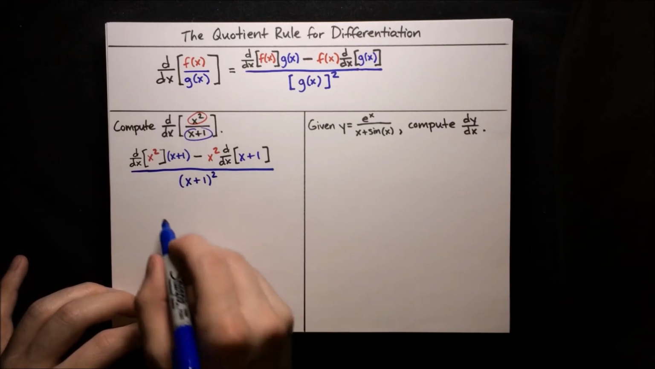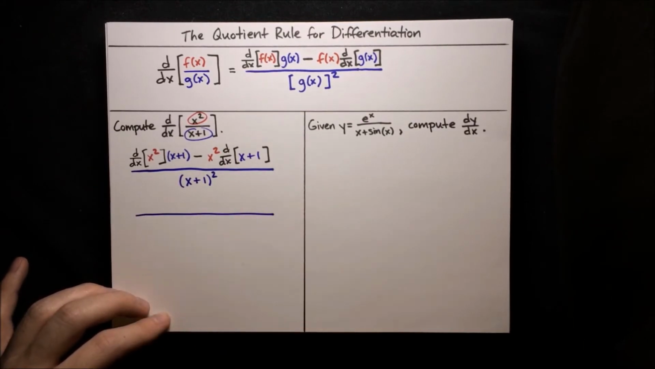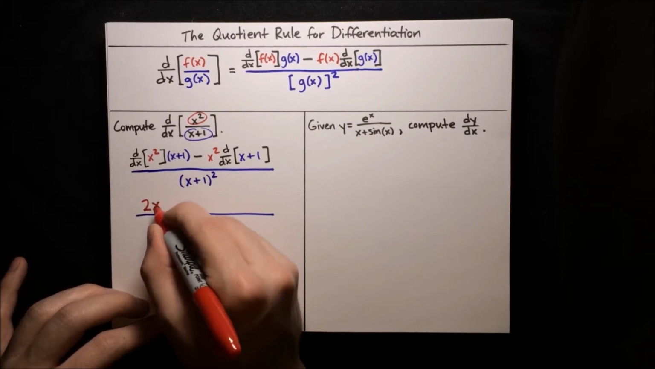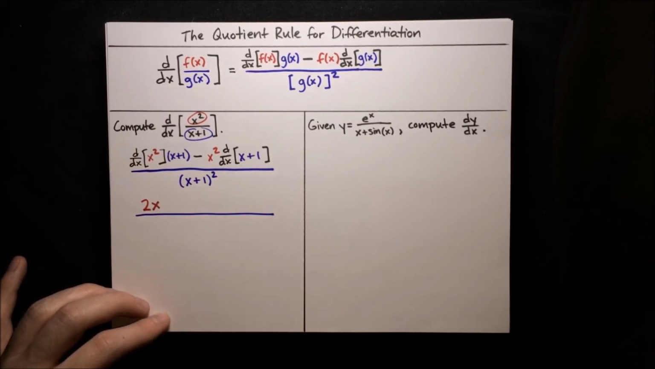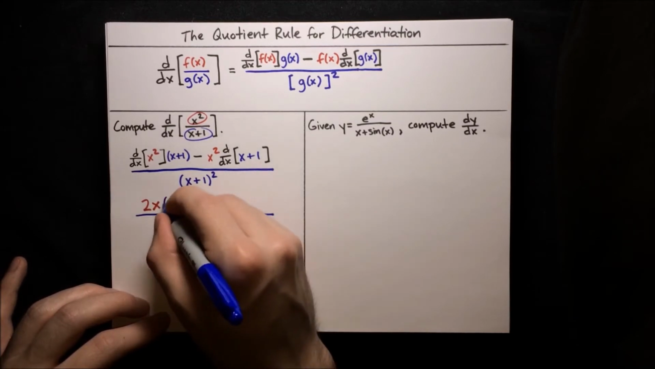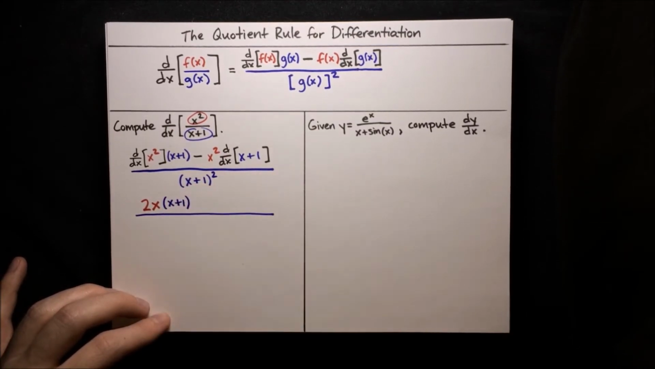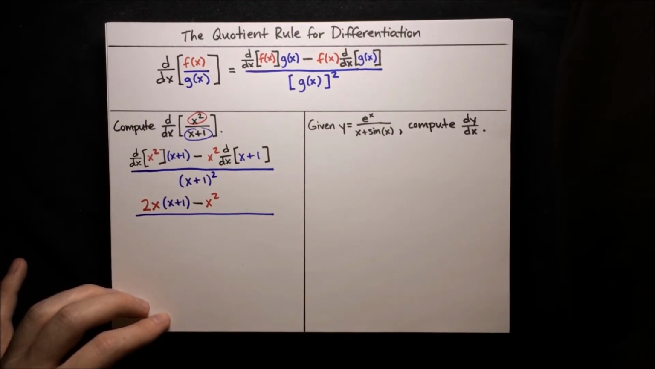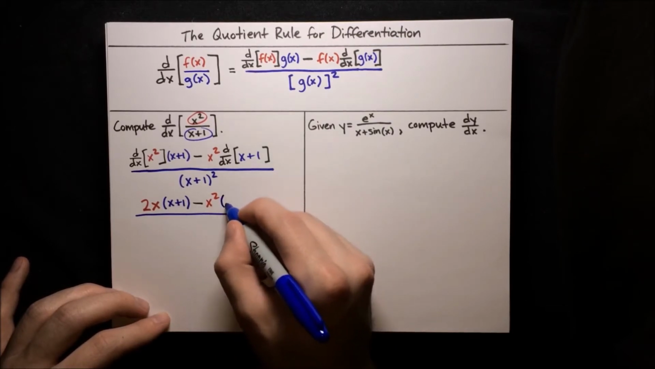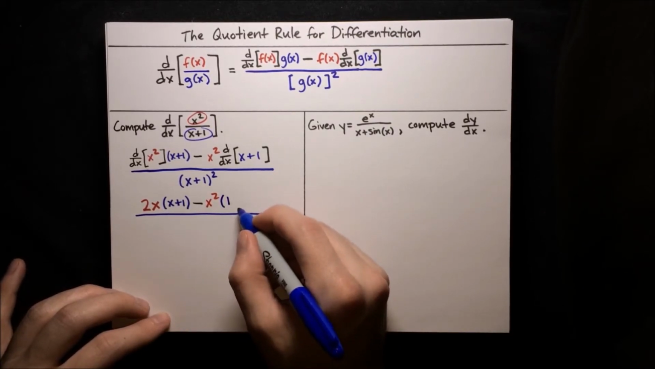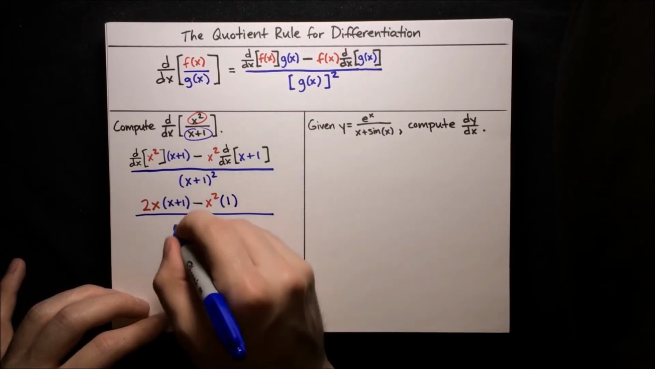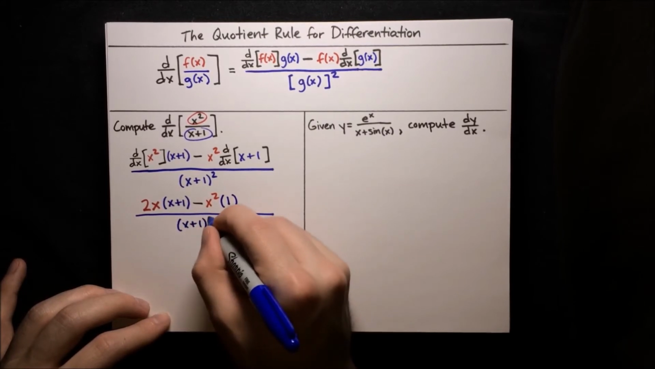Alright, so let's go ahead and compute this. Derivative of x squared, just bring down the exponent 2, so 2 times x, decrease the exponent by 1, so x to the first, that's just x. That's being multiplied by x plus 1. And then we're also subtracting x squared times the derivative of x plus 1. Let's break that up. Derivative of x is just 1, so we've got 1. And then the derivative of 1, the derivative of a constant, is just 0. So 1 plus 0, just 1. And then that's all over x plus 1 squared.